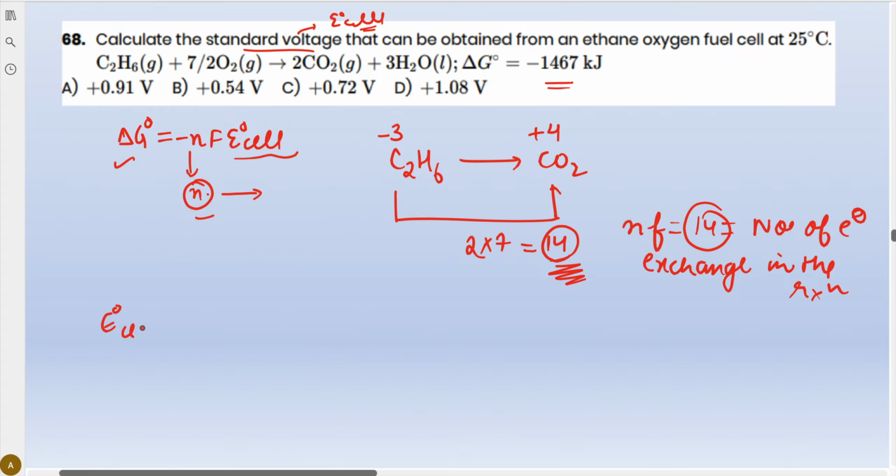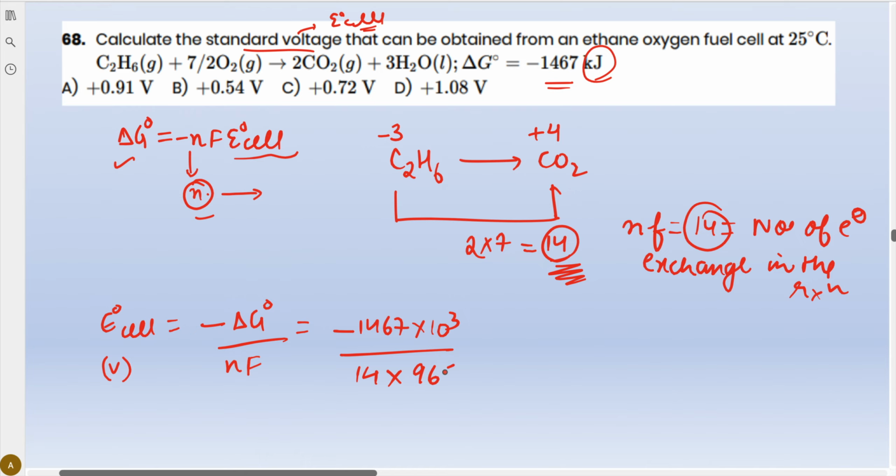So E0 cell, how much voltage will it be? Minus delta G naught by nF. Now delta G is given in kilojoule, convert it to joule: minus 1467 into 10 power 3, divided by n, which is given as 14, and F, you know, is 96500 coulombs. So one minus is given and earlier also one minus is there, so minus will become plus. So E0 cell becomes plus 1.085 volts. Simple question, try to calculate, answer will come D.